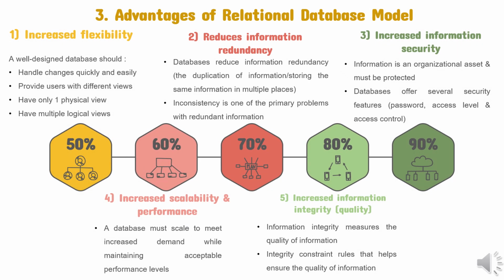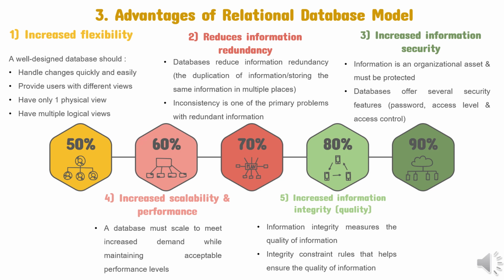Next is about the advantages of the relational database model, which has five advantages. The first one is increased flexibility. A well-designed database should handle changes quickly and easily, provide users with different views, and have only one physical view and multiple logical views. The second advantage is reduced information redundancy. Databases reduce information redundancy, which is the duplication of information or storing the same information in multiple places. Inconsistency is one of the primary problems with redundant information.